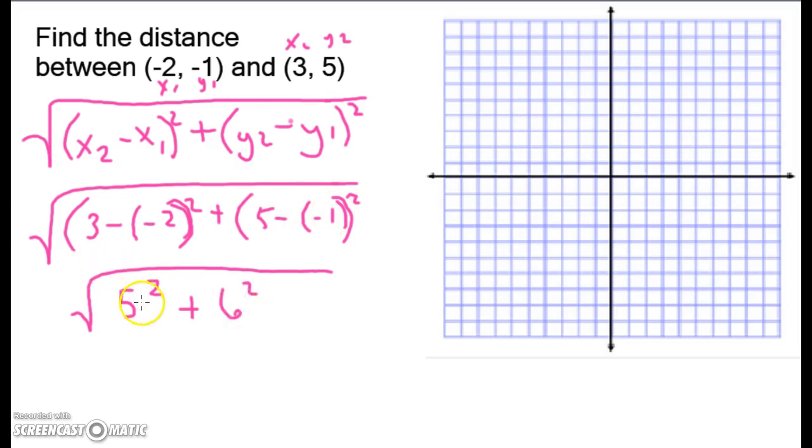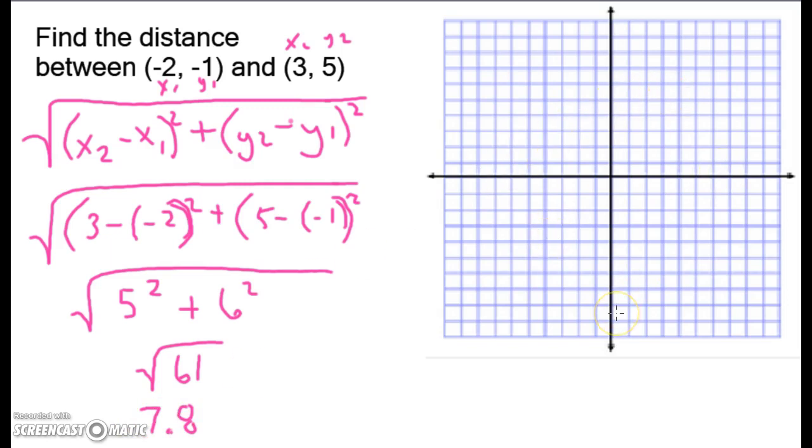All right, and then you can do this in your calculator all at once. 5 squared plus 6 squared, that's 25, plus 36, so that should be 61. So you've got the square root of 61, and then you can simplify that. You can simplify it by typing it right into your calculator, and the square root of 61 is about 7.8. So if I were to measure that segment between negative 2, negative 1, and 3, 5, I would find that it's about 7.8.